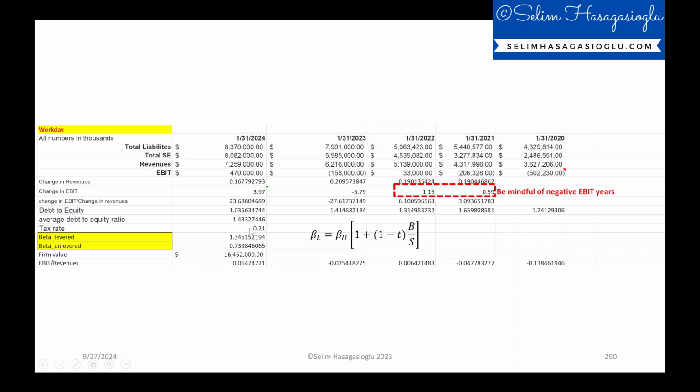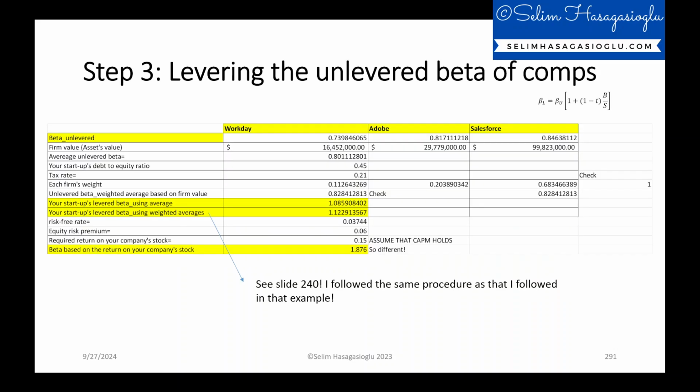Tax rate was 21%. Beta levered value will come from the regression analysis on the previous slides, and based on these values, you can calculate beta unlevered using this equation. So, beta unlevered will be equal to beta levered divided by 1 plus 1 minus tax rate, this value, and then debt to equity ratio will be the average debt to equity ratio, so this value. So then you have this beta unlevered for Workday, and firm value will be again the summation of total liabilities plus total stockholders' equity. Actually, this is the total value of assets for the company.